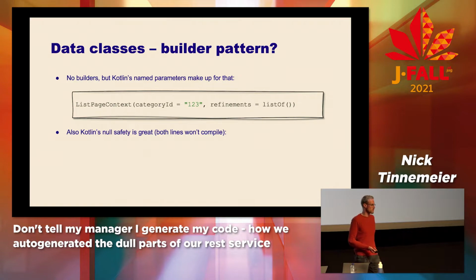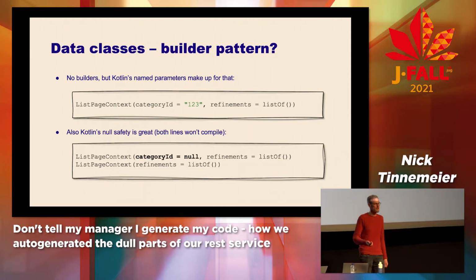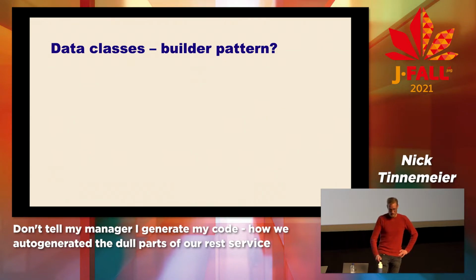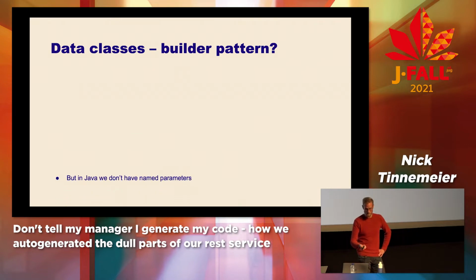And also Kotlin's null safety is great. I really like that feature, because actually both lines won't compile. So in the first line, I deliberately set the category ID to null, and on the second line, I just omit it, so it will also be null. And the compiler won't accept this. It will punish me for doing this. And that's great. I really like that.